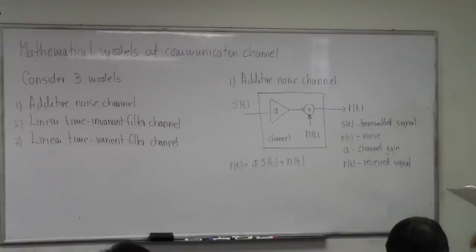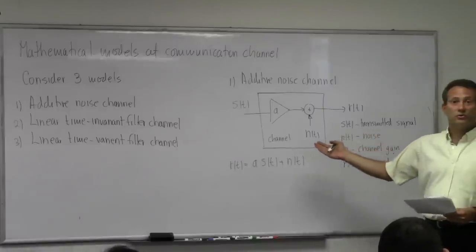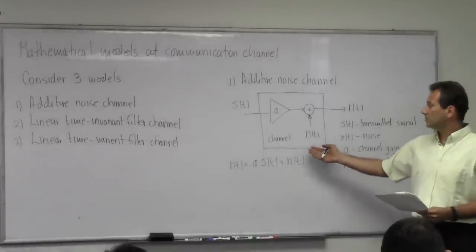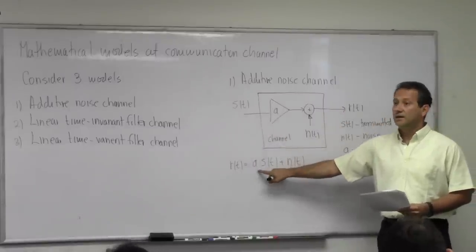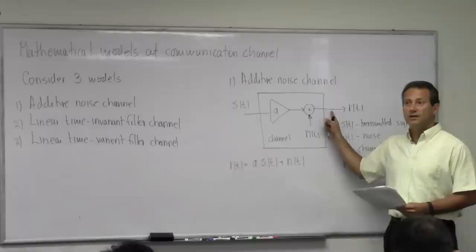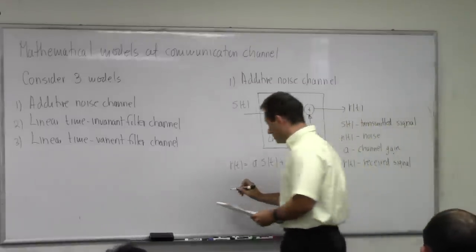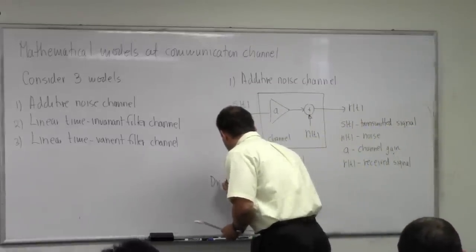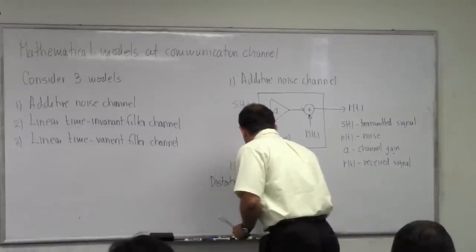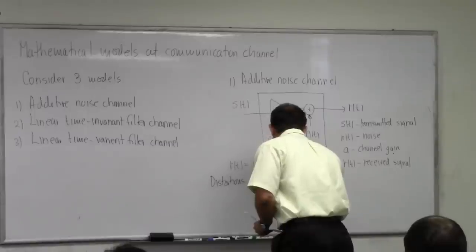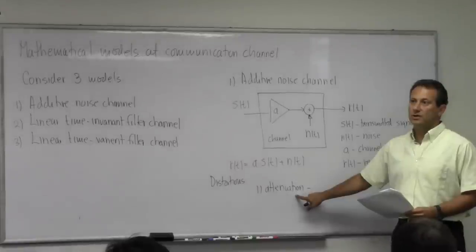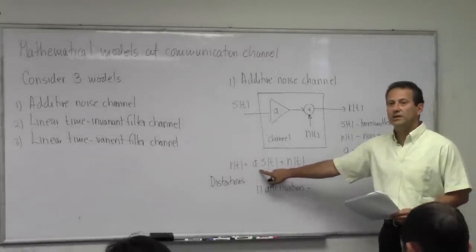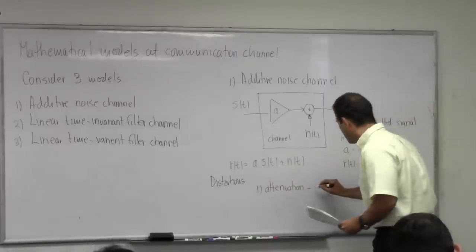Now, this is the simplest of all the channels that I can have. What kind of distortion does this channel introduce to the signal? Can we enumerate what happens to the signal that makes r of t different from s of t? First thing is this a, right? As the signal propagates through this channel, it gets attenuated. So there are two distortions here. First one is attenuation. What type of distortion is this? Is this additive or non-additive distortion? It's a non-additive distortion because it's a multiplicative distortion. It multiplies your signal. So it's non-additive.